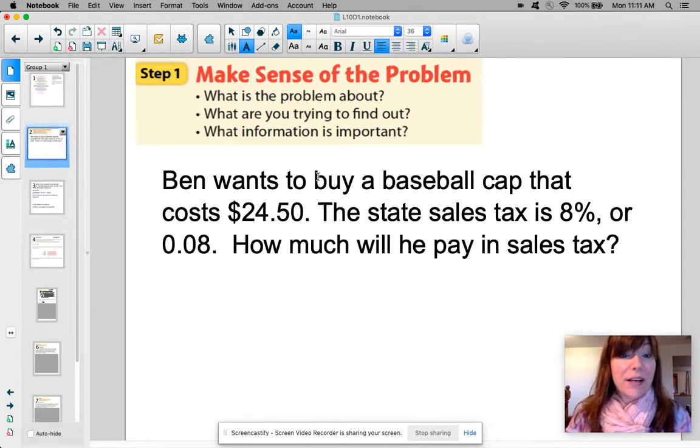Last week you had a teacher assigned lesson that practiced finding the percent of a number. And I'm going to link how you do that with fractions to our new material, which is working with decimals as the factors. So the two numbers that are important that I'm going to focus on is the 24.50, the price, and the percentage as a decimal today.